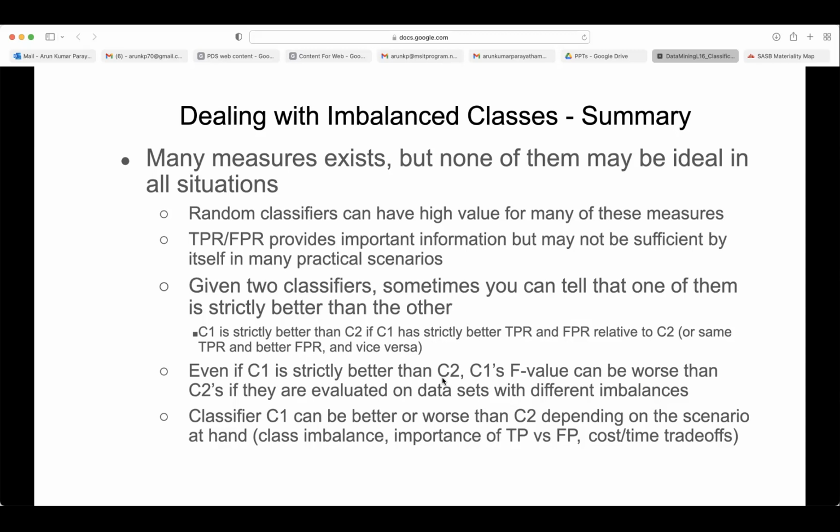Even if C1 is strictly better than C2, C1's F value can be worse than C2's if they are evaluated on data sets with different imbalances. So classifier C1 can be better or worse than C2 depending on the scenario at hand. Class imbalance, importance of TP versus FP, cost, time, trade-offs.